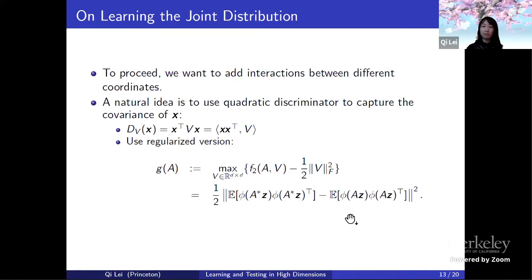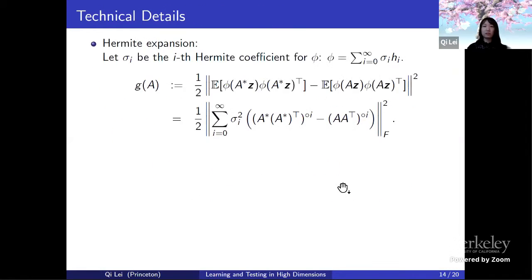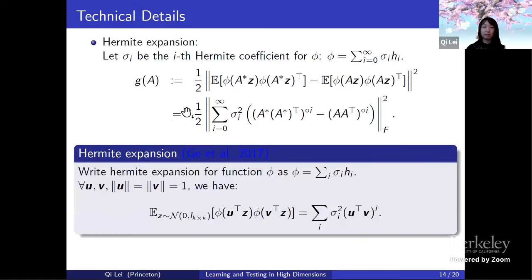Luckily, with the help of Hermite expansion, we can write out this function in this form. If we write the function phi, the activation function, as the summation of some coefficient times each Hermite function, then we can write G(A) as the summation of each Hermite coefficient squared times (A transpose A) to the power i minus (A star transpose A star) to the power i. This is because of the following property of Hermite expansion.